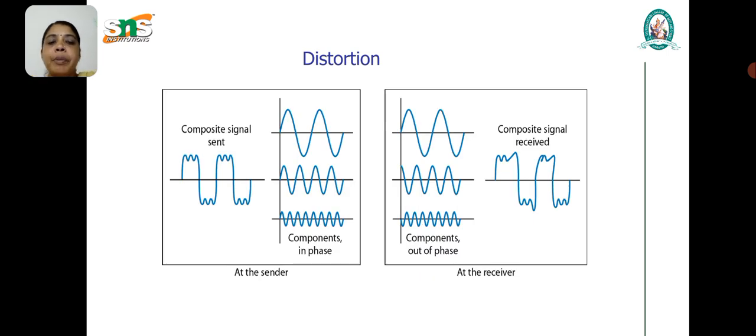This is the example for distortion. See the diagram: at the sender side, a composite signal is sent, and at the receiver side, a composite signal is received. Normally they send the information correctly, that is, the waves are in the correct form. After receiving it in a different phase, it is received as a different composite. See the right side: the composite signal received at the right side. The signal may be varied. This is due to the distortion, that is, a variance in the signal.